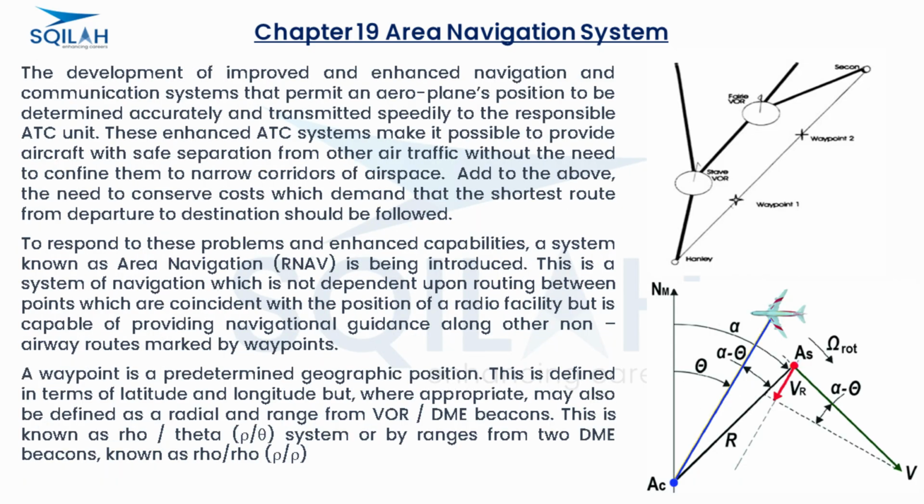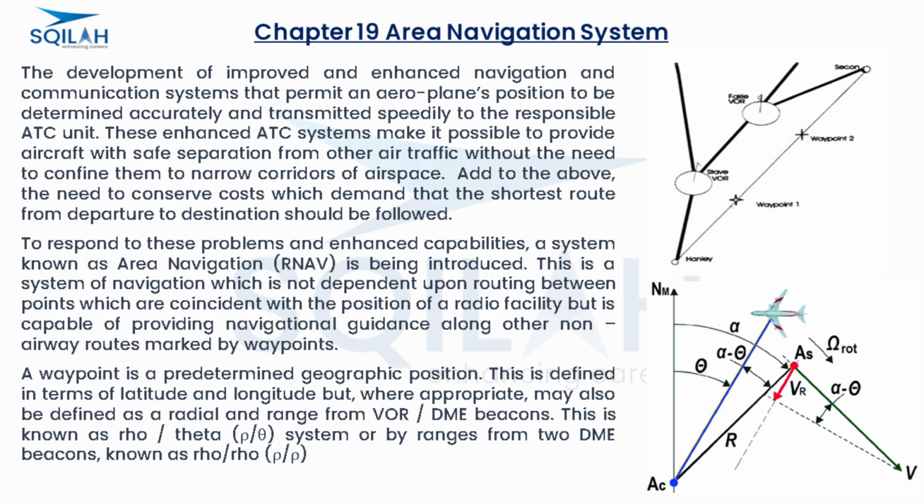The development of improved and enhanced navigation and communication systems permits an aeroplane's position to be determined accurately and transmitted speedily to the responsible ATC unit. These enhanced ATC systems make it possible to provide aircraft with safe separation from other air traffic without the need to confine them to narrow corridors of airspace. Add to the above the need to conserve costs, which demand that the shortest route from departure to destination should be followed. To respond to these problems and enhanced capabilities, a system known as Area Navigation, R-NAV, is being introduced.